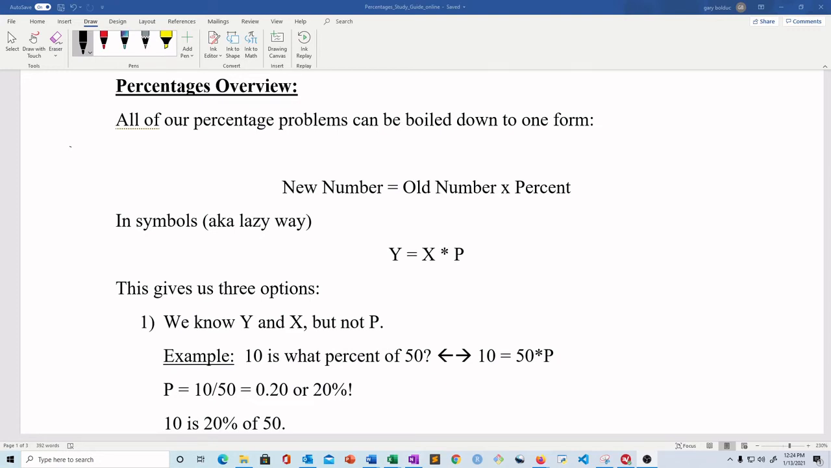So in this video I'm going to be walking through the Percentages Study Guide, and I'm going to go over the examples, talk a little bit about some of the reading that you have to do here in between the examples, and then also, when appropriate, bring in some of the other resources we have. So percentages for us, there's a lot to the study guide, but it really all boils down to one equation.